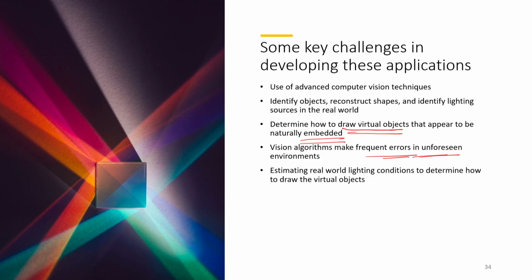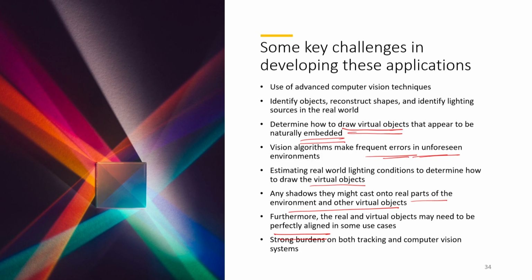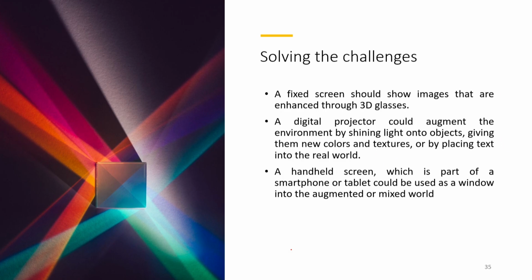We need to estimate how real world lighting conditions determine how to draw the virtual objects. Any shadows that they might cast onto real parts of the environment and other virtual objects also need to be taken care of. Furthermore, the real and virtual objects may need to be perfectly aligned in some use cases. So, all of these challenges place strong burdens on both tracking and computer vision systems. Now, how do we solve these challenges?